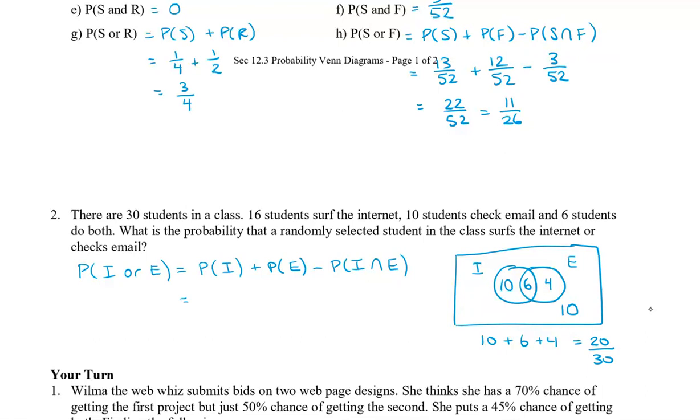Now, if we choose not to use the Venn diagram and we just choose to use the numbers in the problem, the probability of using internet would be 16 out of 30. Those using email would be 10 out of 30. And then we minus those that are using internet and email, which would be 6 out of 30. By doing it this way, we get 20 out of 30 as well, and that reduces to 2/3. So that's how we can use a Venn diagram to help us do probabilities without actually having to use the formula every time. But if you would like to use the formula, you can do that as well.